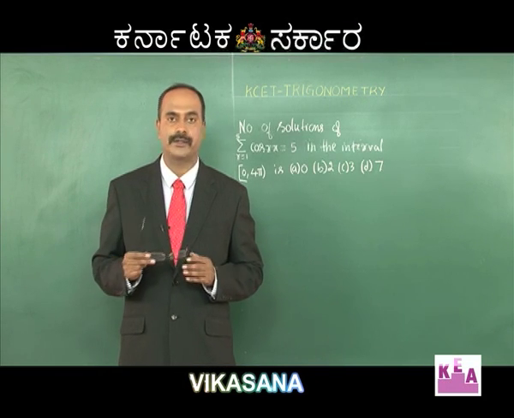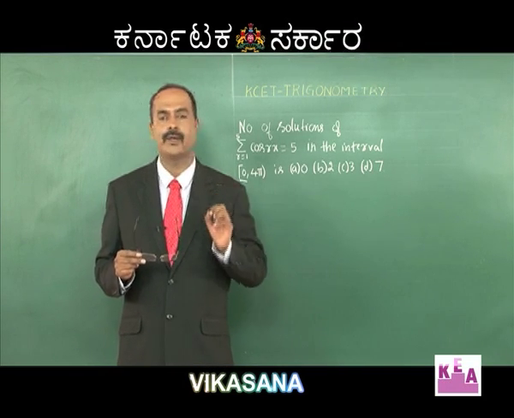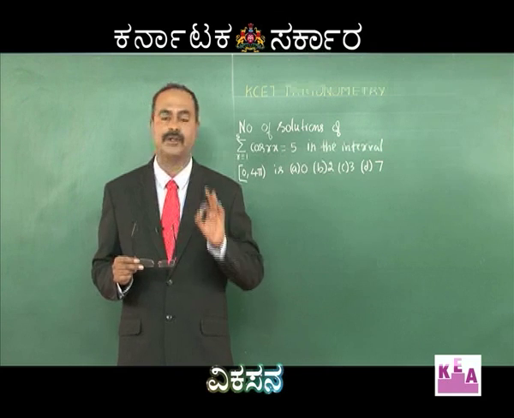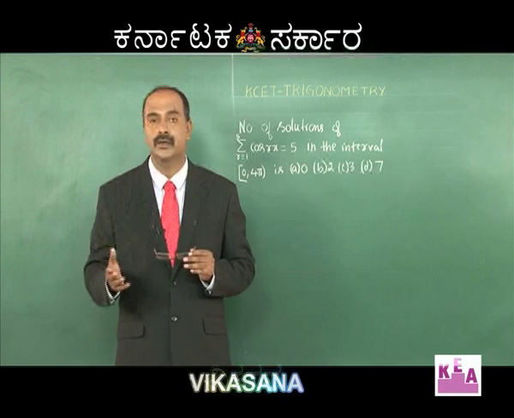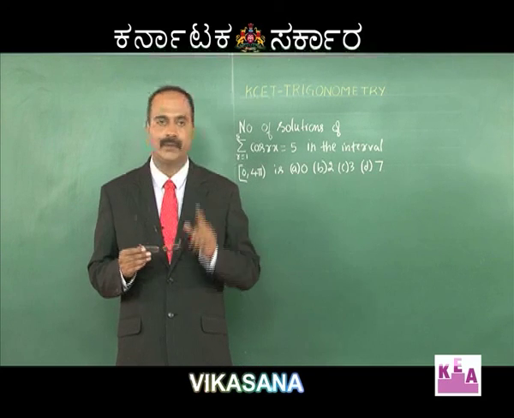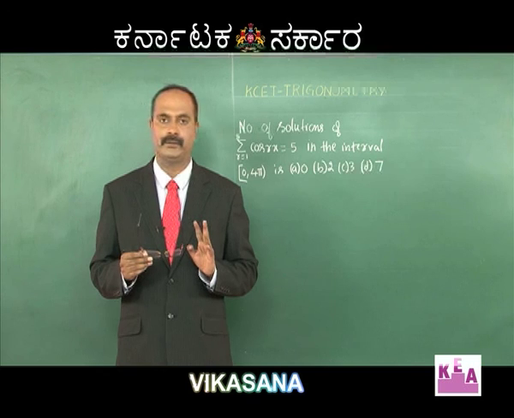Suppose cos x is equal to 1. What is the value of x? X must be equal to 0 or 2 pi or 4 pi. In general, x is equal to 2n pi. That is concept number 1.